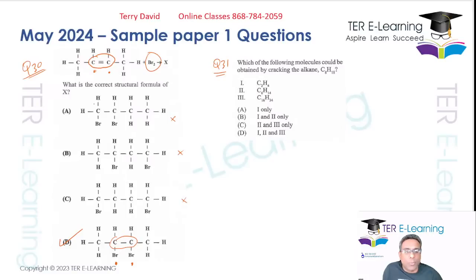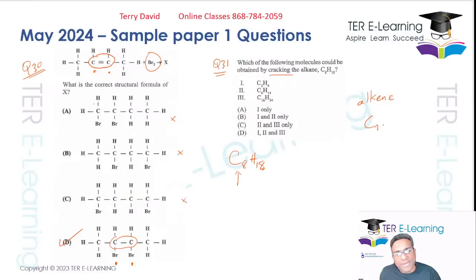Alright, question 31. A lot of people are saying the answer is B. Your starting material is C8H18, and we're trying to do cracking on this. When you crack a molecule, you should get something smaller than this. And one of the products is an alkene. You must get an alkene being produced.